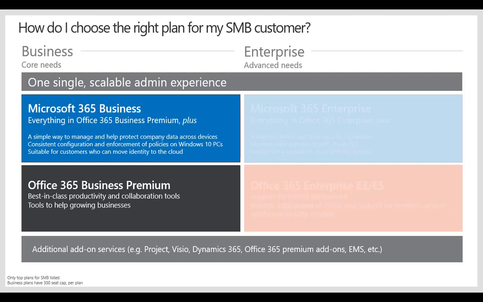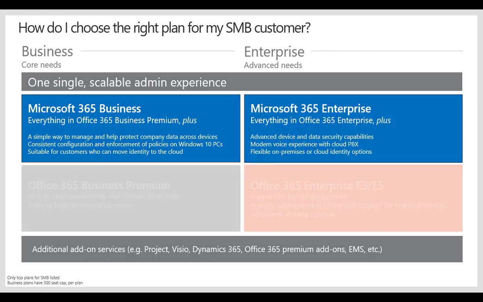Now, the addition here is Microsoft 365 for Business. Basically, what that includes is Office 365 Business Premium plus some additional device management features, and the ability to deploy Windows 10 PCs and manage those from a single admin experience that you're used to in the Office 365 environment. Now, again, you'll also see there is an enterprise version of Microsoft 365. This is built on the Office 365 E3 and E5 plans.